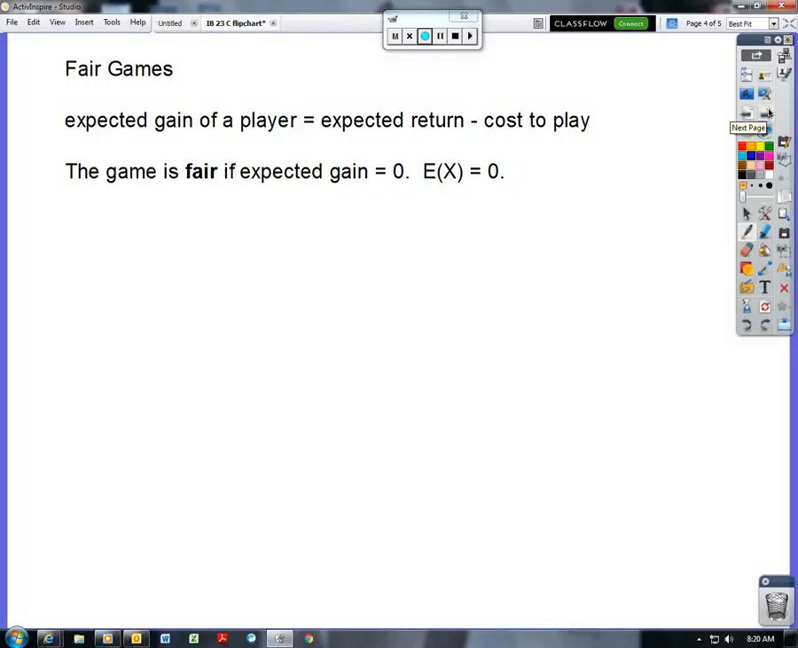Now we get to talk about fair games. So a fair game is one in which the expected return, I'm already kind of skipping ahead. It's if the gain is 0. So if the expected return minus the cost to play is 0, then the game is fair. So I should say expected here. If the expected return minus the cost is equal to 0, then it's fair. And then the expected return is the expected value that we've been finding. And the cost to play would be given to you.